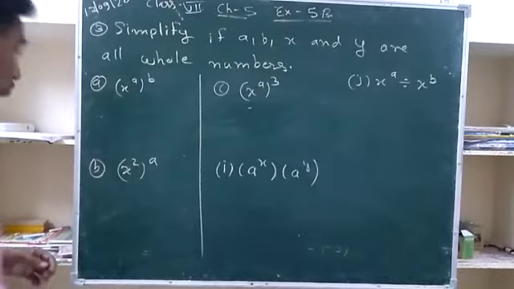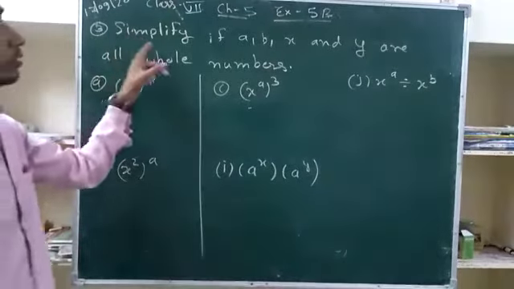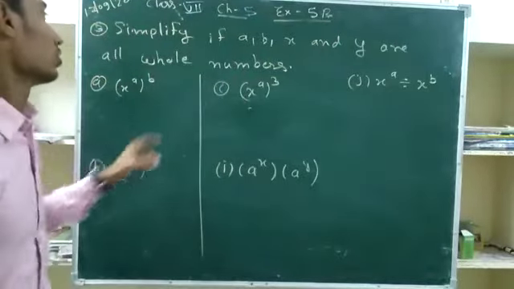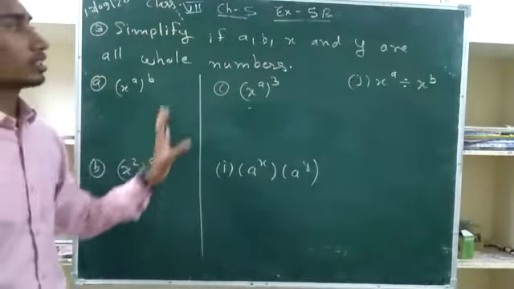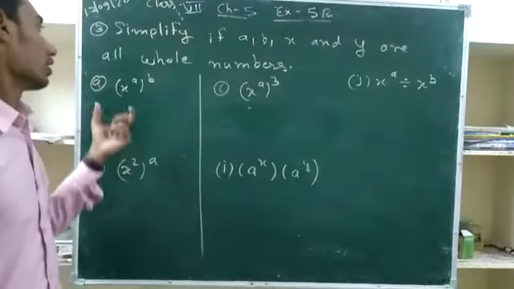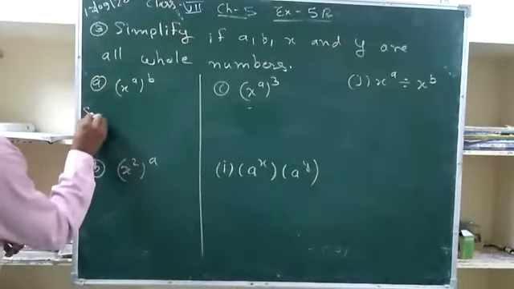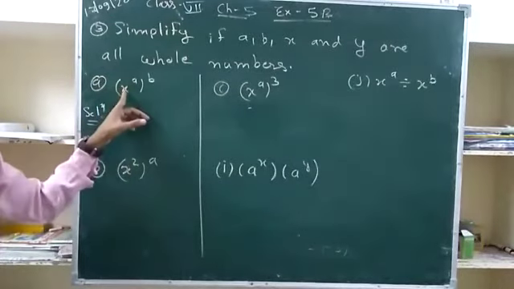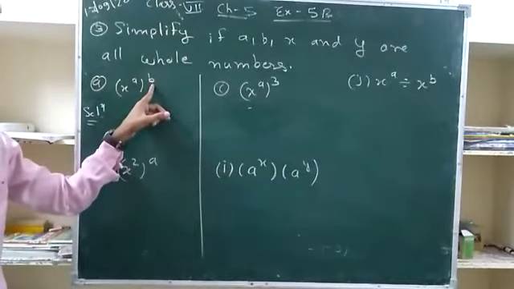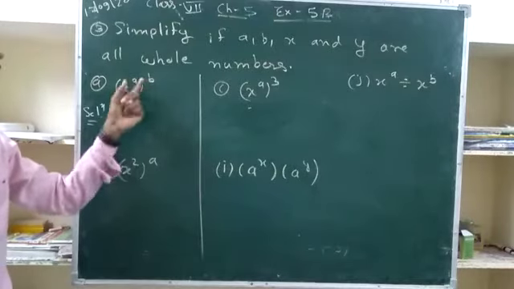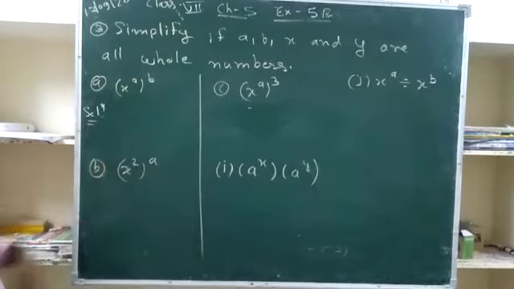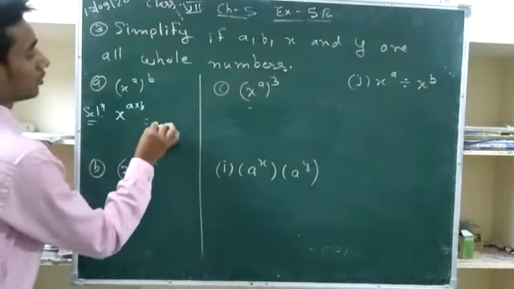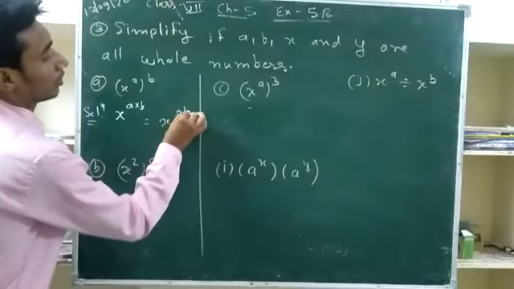Now students, look at question number third. Simplify if A, B, X and Y are whole numbers. So X, A, B are all given as whole numbers. Now we have to solve these questions. Again, the same as the second question. X is the base, A and B are two different powers, exponents. So what we will do? Multiply these exponents. First write X, A multiply B equals X raised to AB. That is the solution.